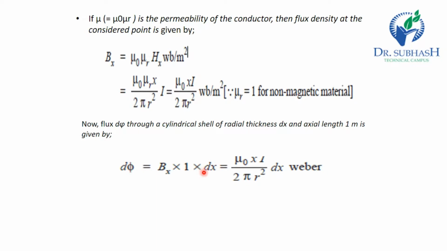Our radial thickness is dx, the flux value is dφ, and the flux density is Bx. Here dx is the width, and our axial length is taken as 1 meter. So dφ is equal to Bx into 1 into dx. Now putting the value of Bx from the above equation, dφ is equal to μ0 I x upon 2π r² dx Weber.